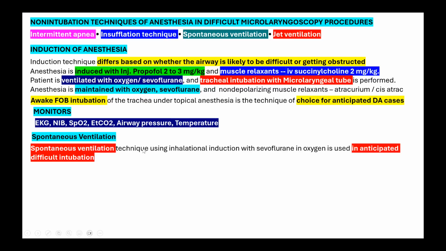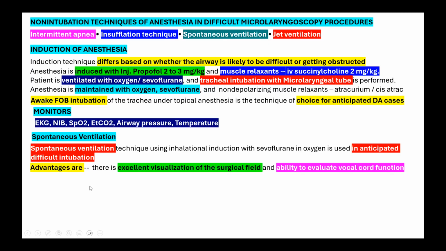And allowing spontaneous ventilation by inhalation route with sevoflurane and oxygen can be done in anticipated difficult intubation cases. Instead of IV induction, you take them just like you do inhalation induction for pediatric cases. Adult patients also can be induced with spontaneous inhalation agent.